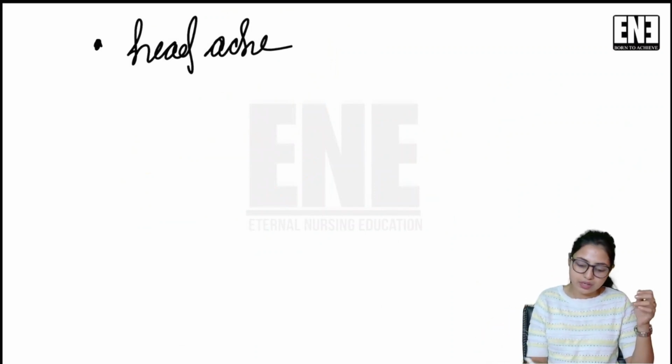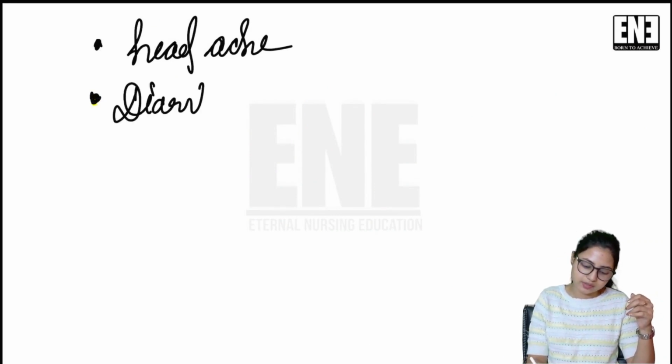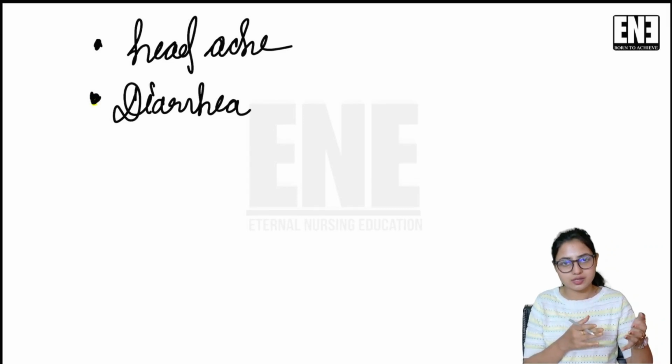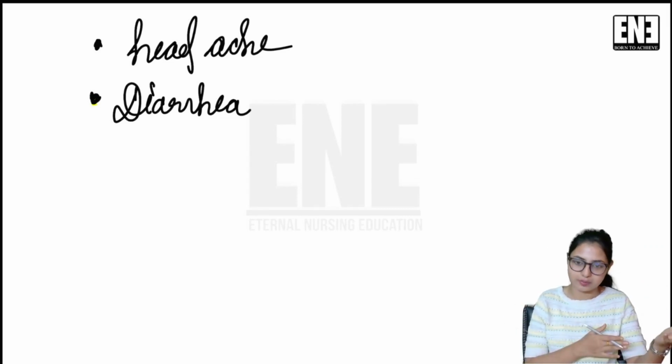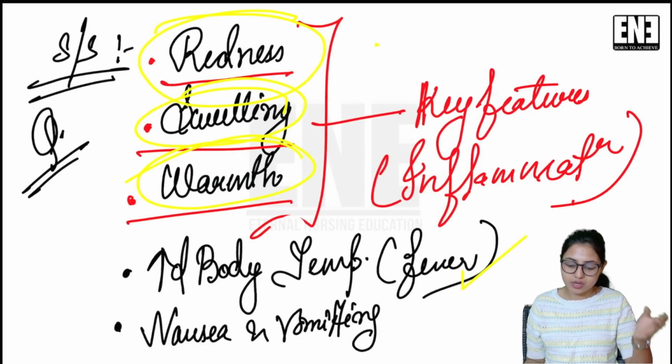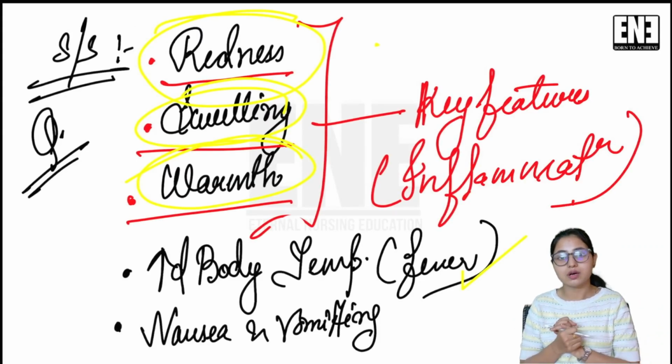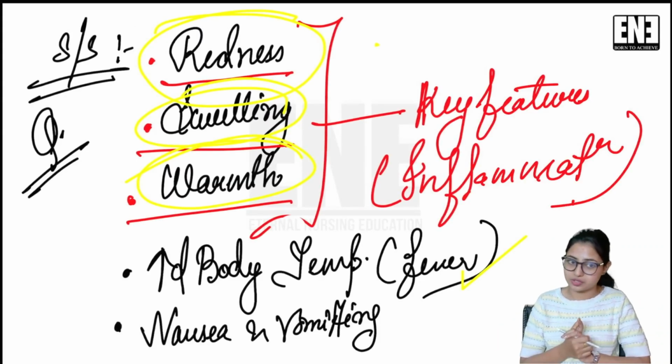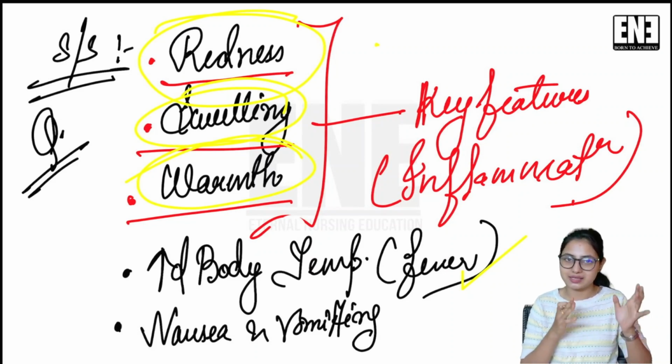Then what are the other things? You can also suffer from diarrhea sometimes. If there is any abdominal infection, diarrhea will be there, nausea, vomiting will be there, bloating will be there, tenderness. So these are some important clinical features visible in case of infections. That covers your signs and symptoms.